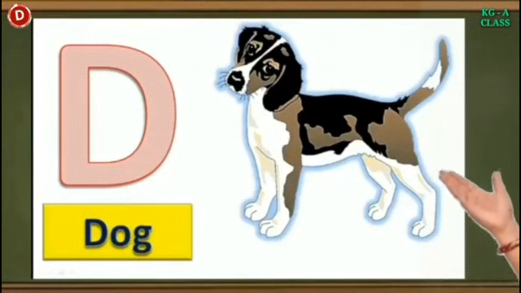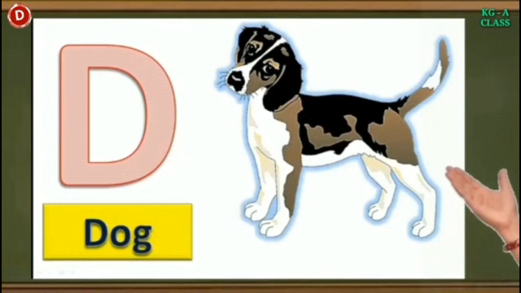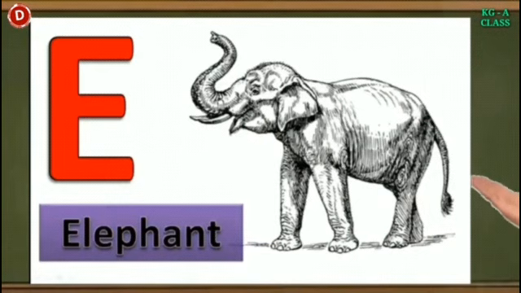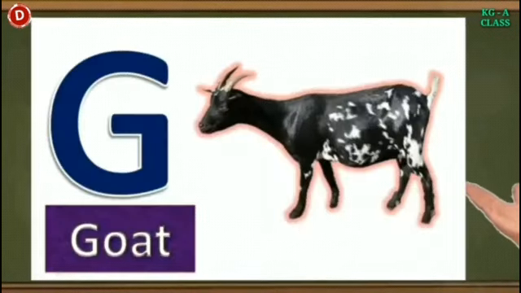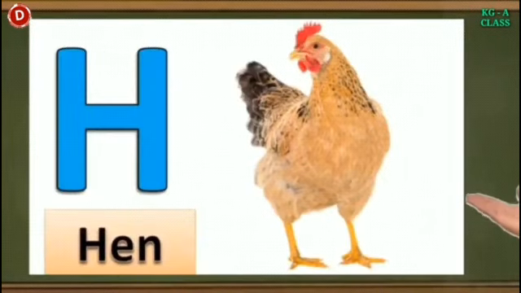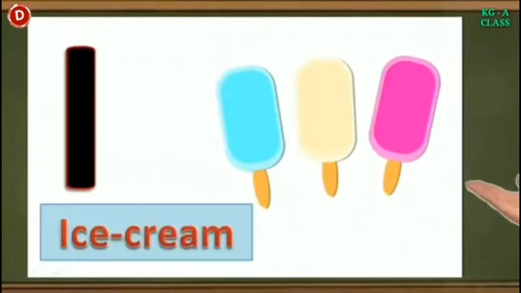Look here, children. This is capital D and D for dog. Now comes E. This is E. E for elephant. Now the next letter is capital F. F for fish. Children, this is G. G for goat. Now comes H. H for hen. Children, the next letter is I. I for ice cream. We all love to eat ice cream in summers.